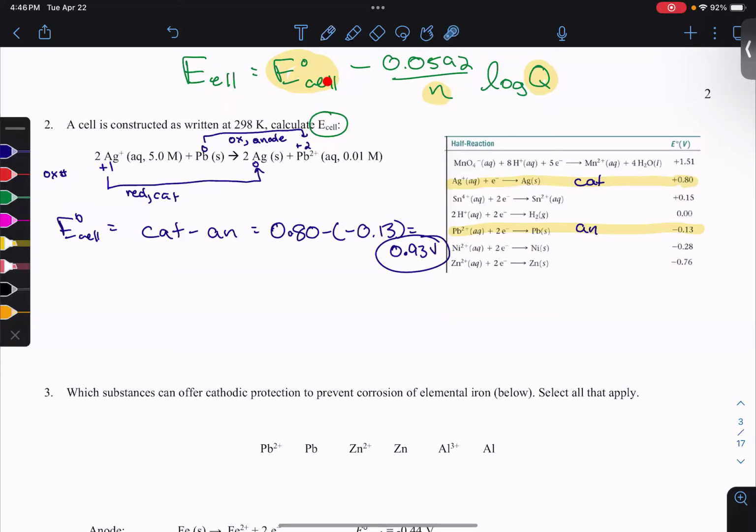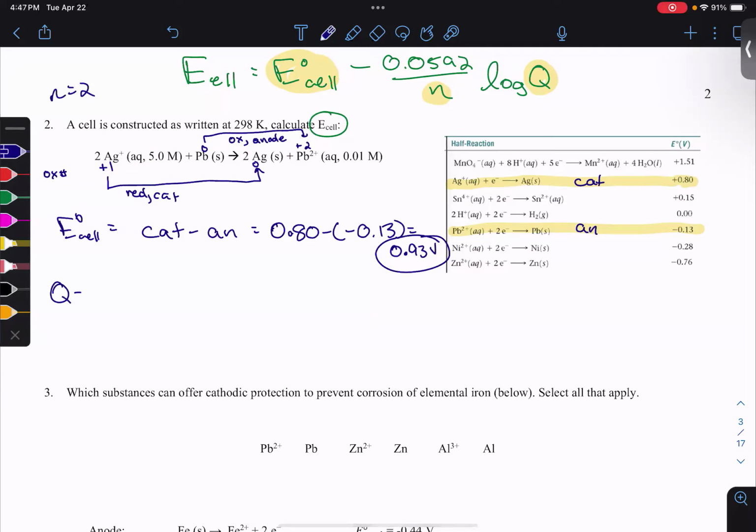So we got E cell naught, let's get N. Can you lazy your way through this? Can you tell me what N is? It's 2, yeah. So you notice lead is losing 2 electrons because it's going to lead 2+. But you might be thinking, hey, but silver is only gaining 1 electron. What gives? There's 2 of them, yeah. So see how it all matches? Yeah, okay. So yeah, N is 2. And then what else do we need?